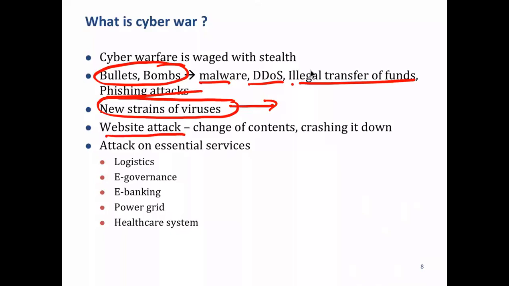Then website attacks: you take control of an enemy country's website and publish your contents, or crash it. For example, somebody can crash a bank's website. That can result in millions of dollars of losses, because most of the transactions do happen through web technology or a web interface.